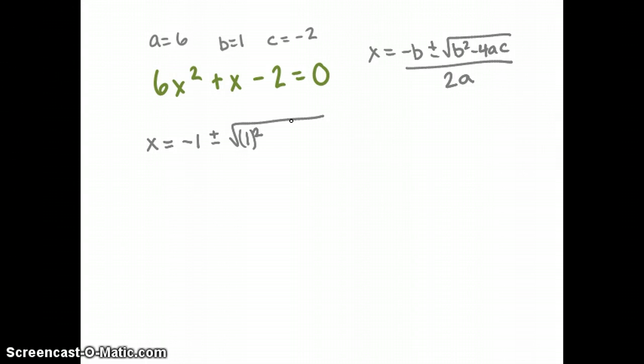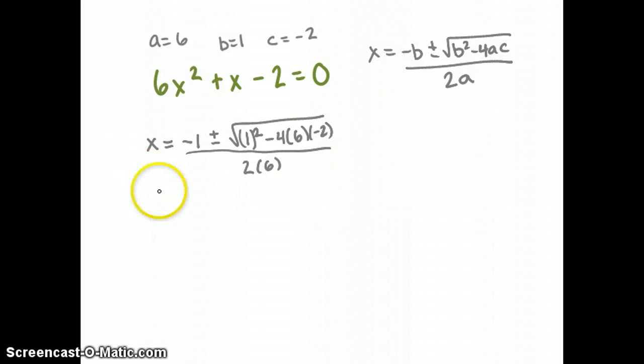If you try to put a negative squared into your calculator, it will give you a negative answer because it uses order of operations and does the exponent before the multiplication, treating that negative as a multiplication by negative 1. So we always want to make sure if you're using your calculator, put parentheses around your b. So we've got b squared minus 4ac, so 4 times 6 times negative 2, all over 2a, 2 times 6.